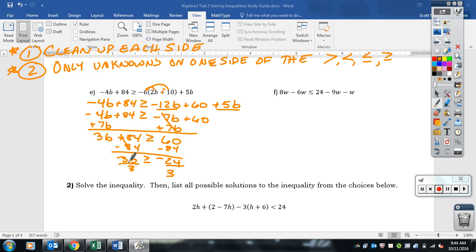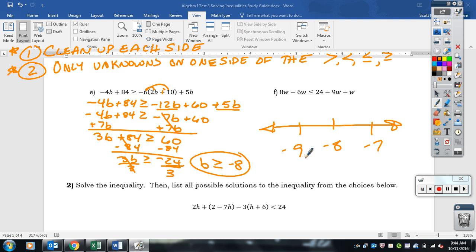Division property of equality. I have b on this side, and negative 8 on the other side. Does this symbol flip? The answer is no. I divided by a positive, so it stays the same way. If I were to graph this, negative 8 is in the middle. Closed circle, more ink means more ink. b is on the big side, so I go with the big direction, which is always to the right.